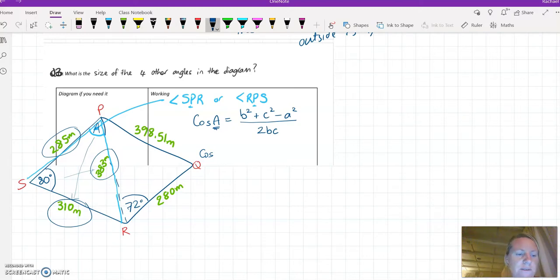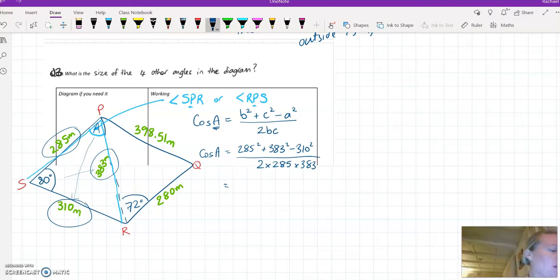Anyway, so cos of A equals 285 squared plus 383 squared minus 310 squared. Okay, the B and C doesn't matter which way round they are or which one's which, but of course it does matter which one your A is. It's got to be the one opposite the angle that you're trying to find.